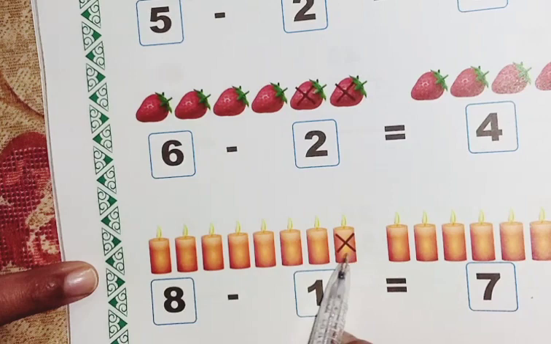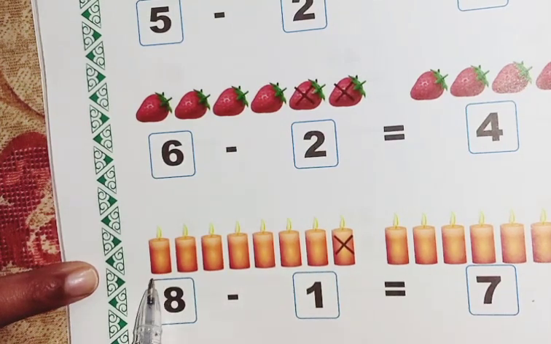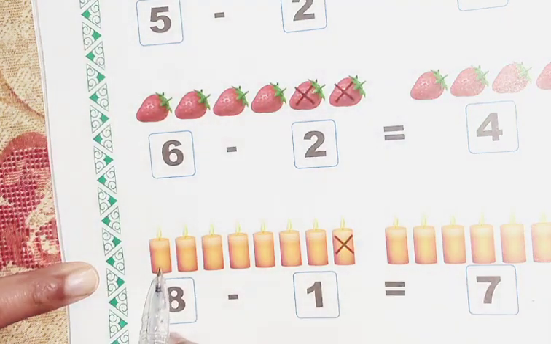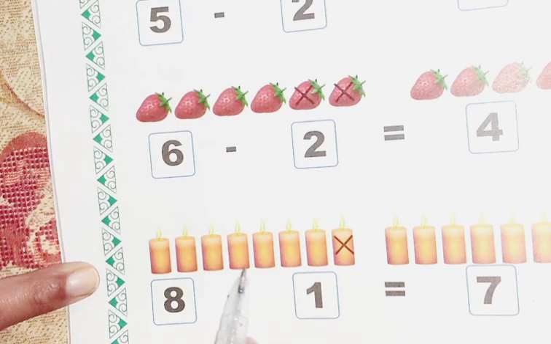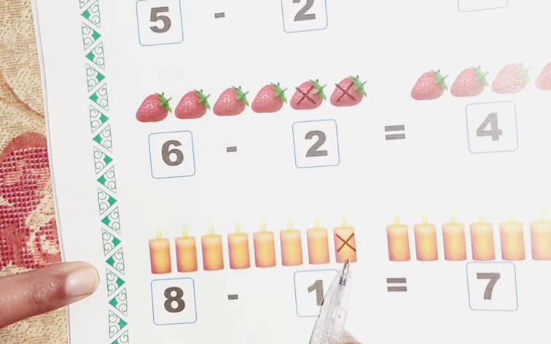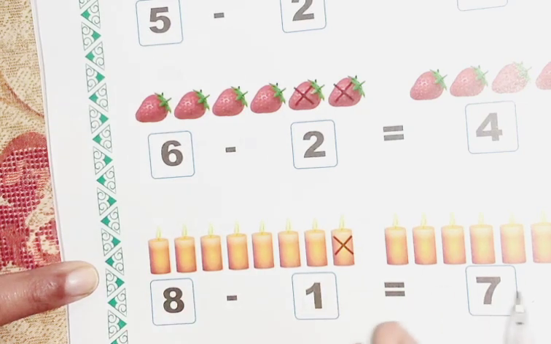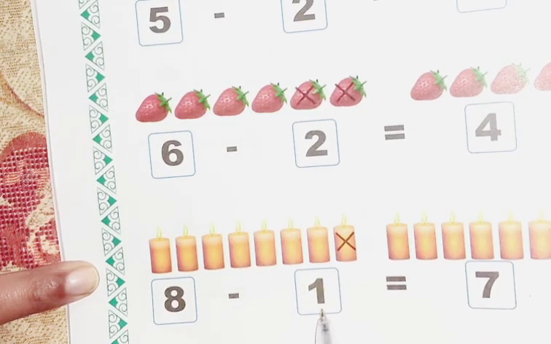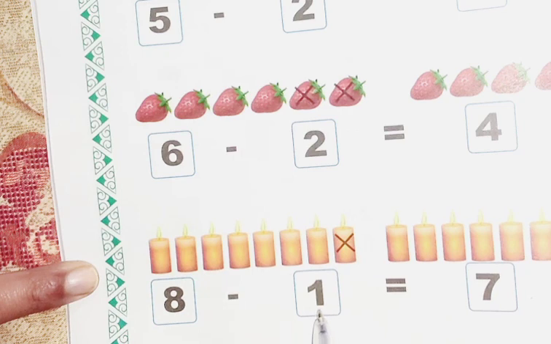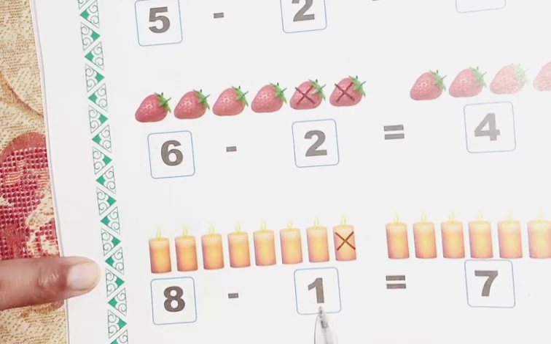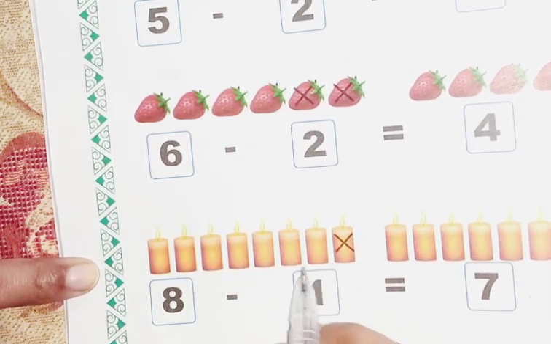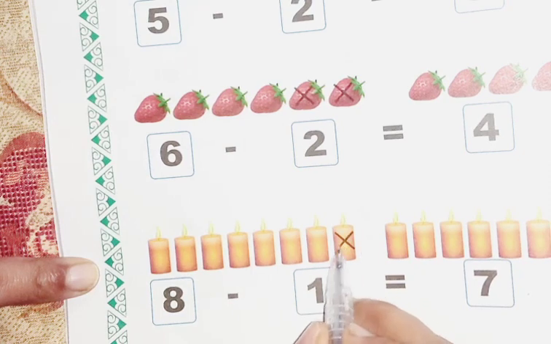Now, how many candles do we have? Let's count with me. 1, 2, 3, 4, 5, 6, 7, 8. Very good. How many candles do we have? 8. Now we will take away 1. Very good. We will take away 1.